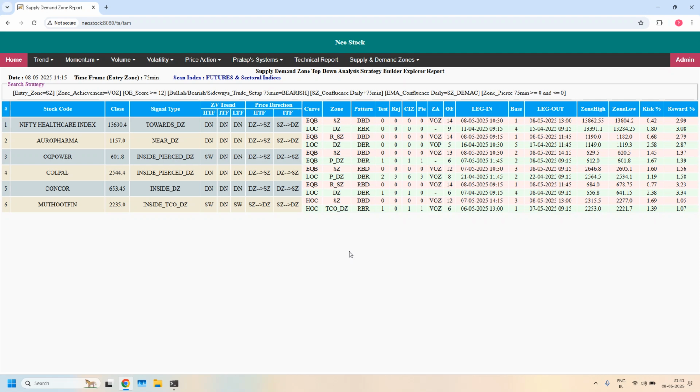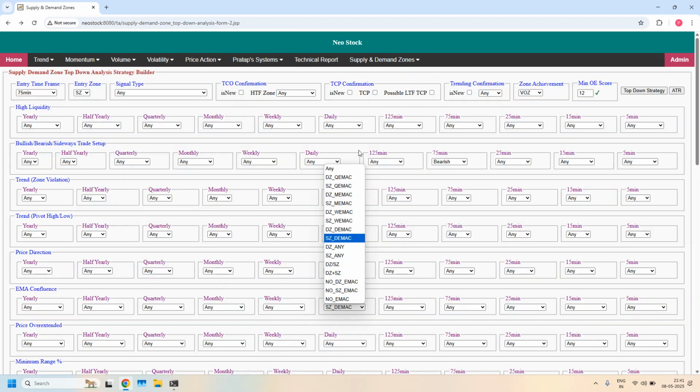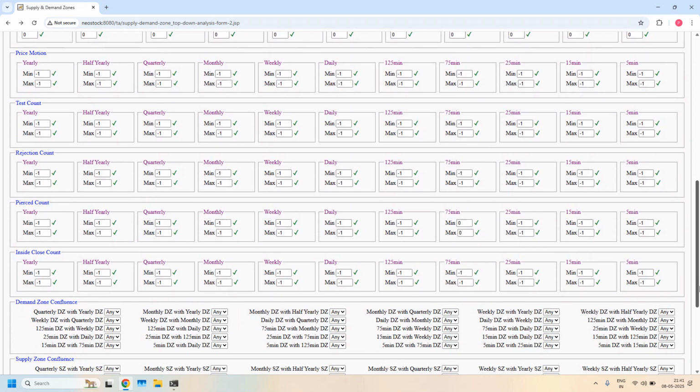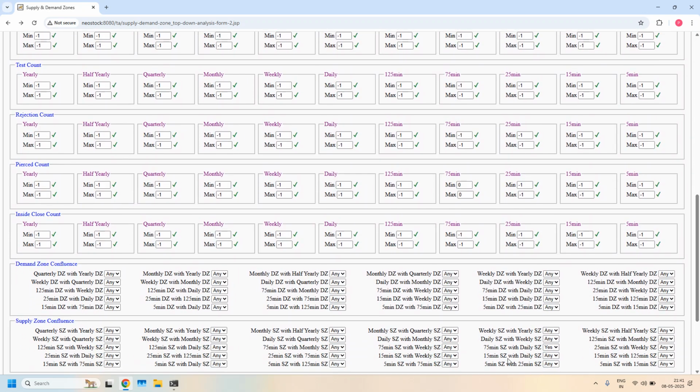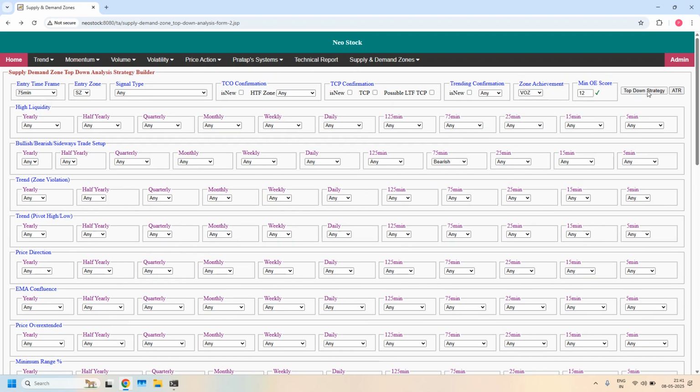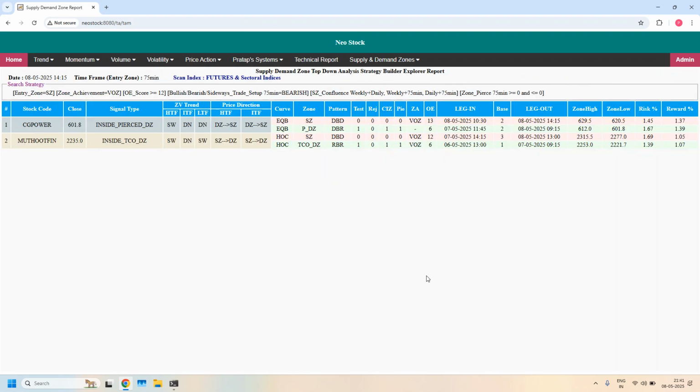Okay, next we will filter based on LTF, ITF and HTF supply zone confluence. That is 75 minutes, daily, weekly supply zone confluence. First filter is enabled. Next 75 and weekly supply zone confluence, daily and weekly supply zone confluence. With all the 3 filters, we got 2 stocks. In these 2 stocks, these daily supply zones are overlapped with weekly supply zone.